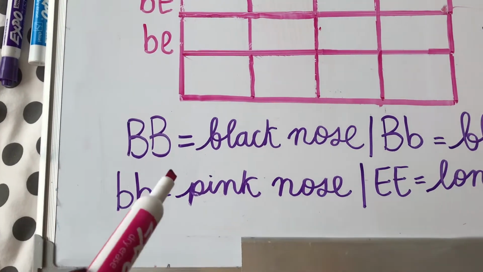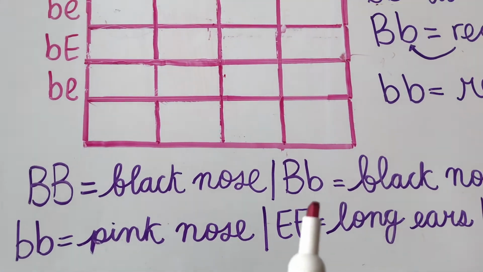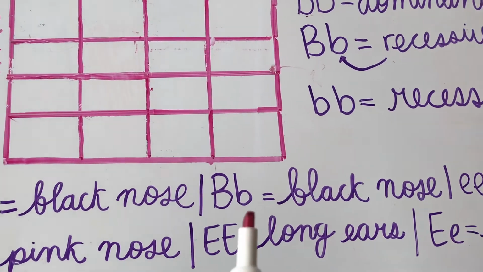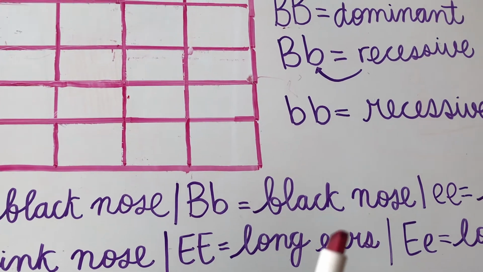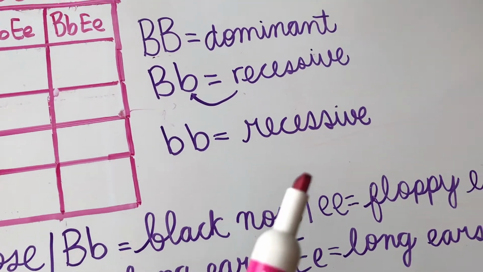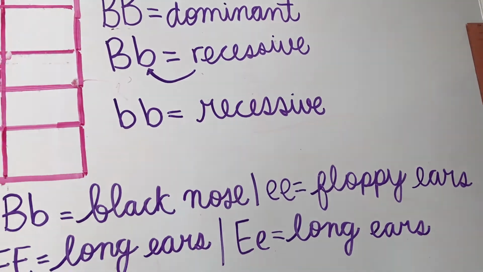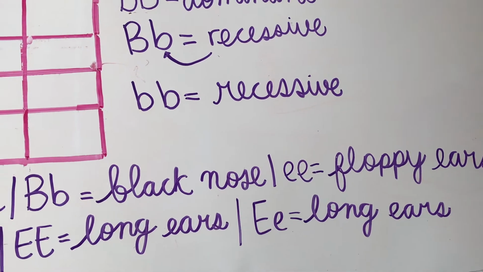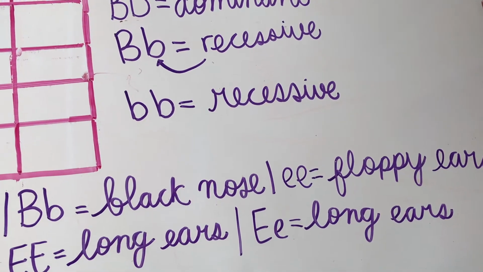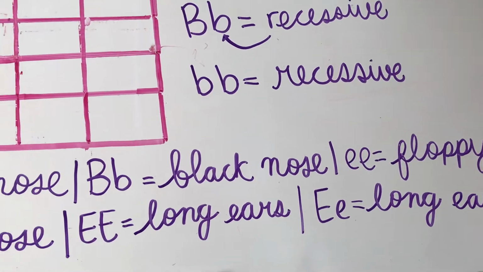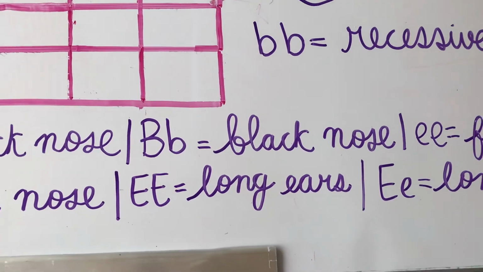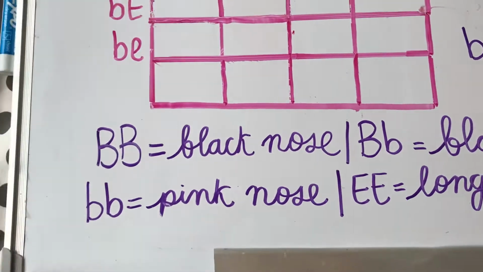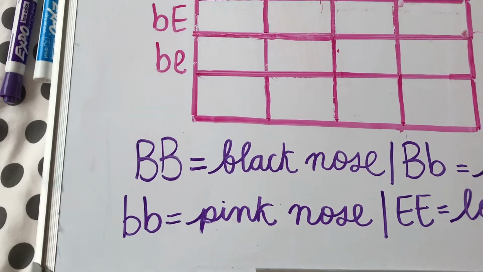So capital B will be the black nose trait, B and lowercase b will also be the black nose, lowercase e lowercase e will be the floppy ears, capital E lowercase e will be long ears, both capital will be long ears, and lowercase b lowercase b will be pink nose.